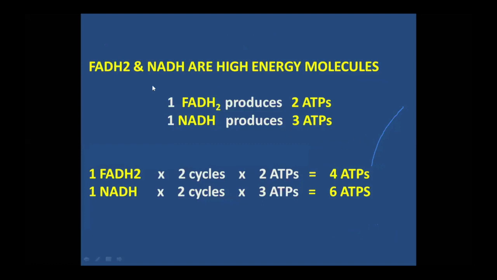Now, please take note that as we would be moving through, we would have FADH2 and NADH to be high energy molecules. Bakit? Ang bawat FADH2 would produce 2 ATPs. Ang bawat NADH would be producing 3 ATPs. So if we have 2 cycles, then FADH2 times 2 cycles times 2 ATPs ang ginagawa ng bawat FADH2 will result into 4 ATPs. Sa NADH naman, pag dalawang cycle at sa bawat NADH, meron tayong 3 ATPs, then that would be 6 ATPs for each NADH molecule.